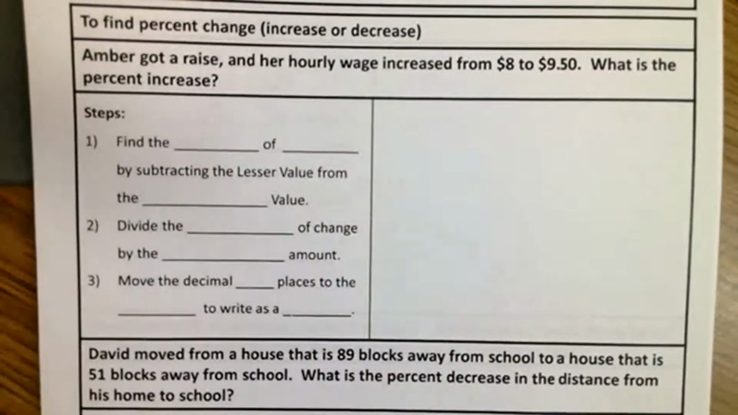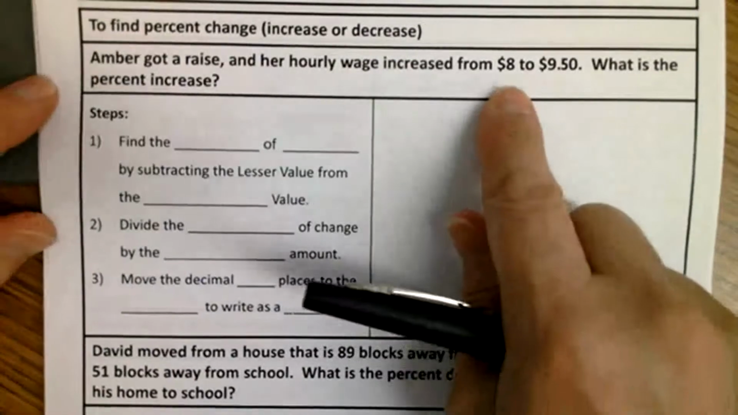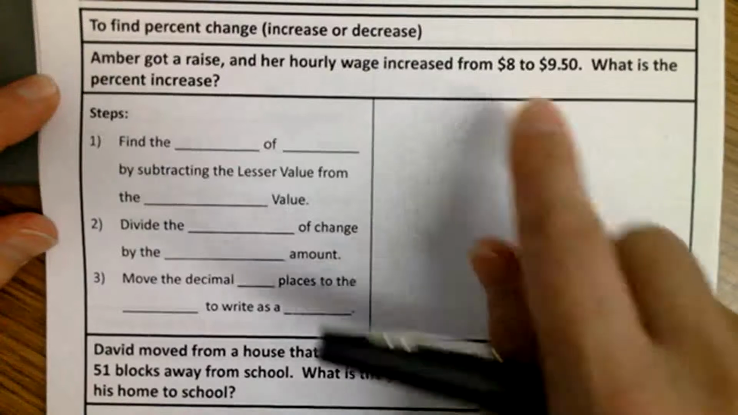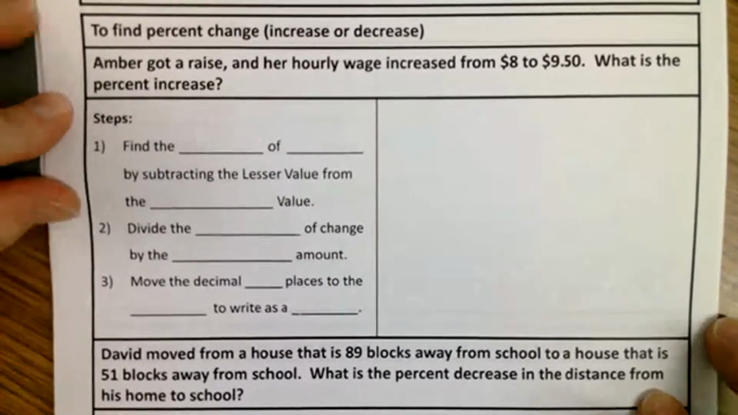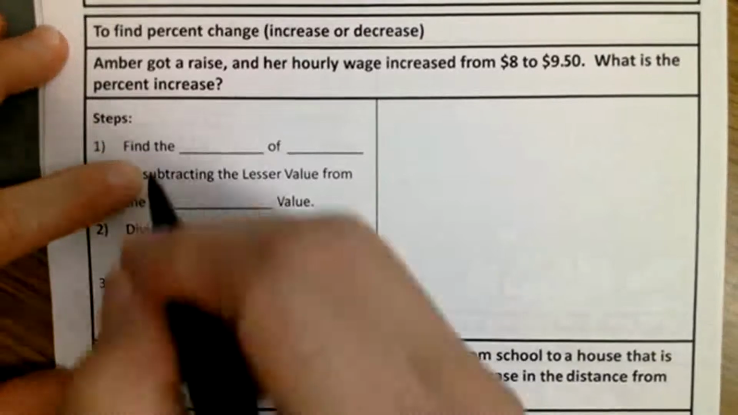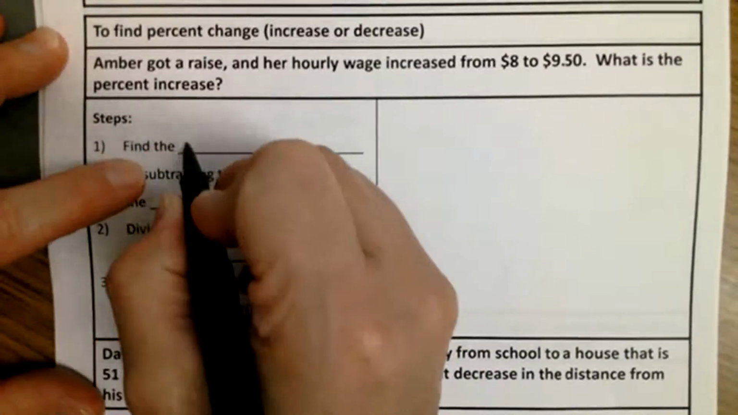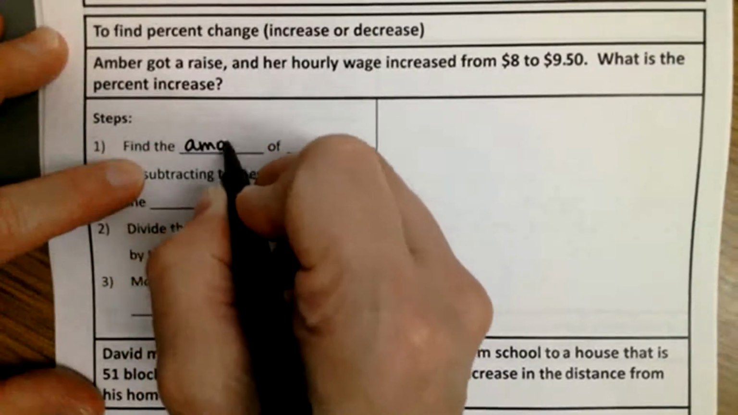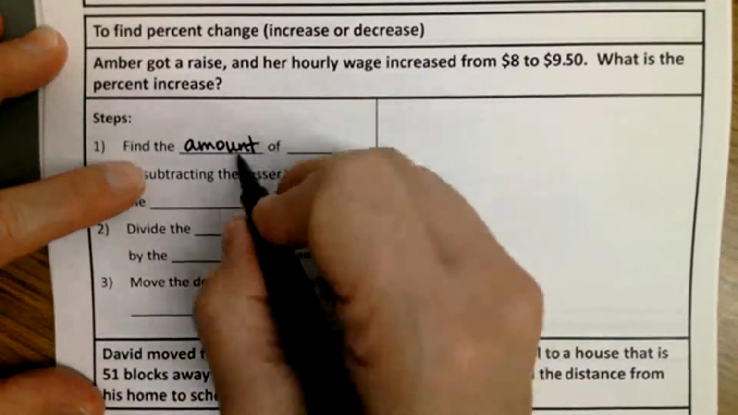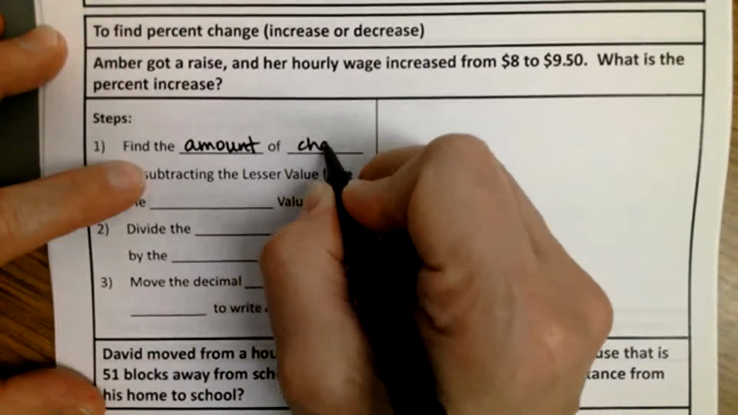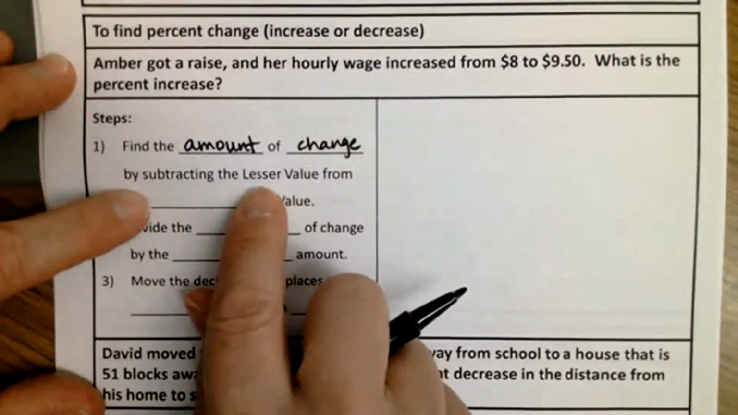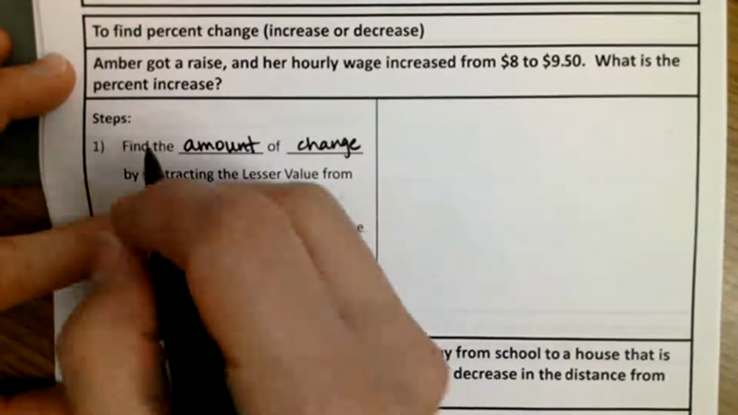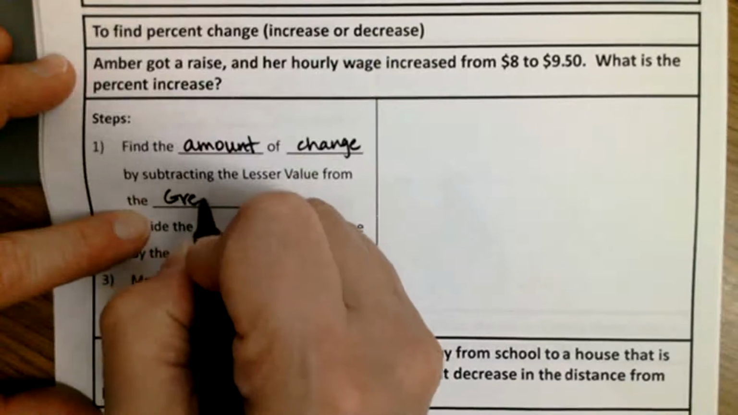All right, remember a percent is part. So some part of $8, she gets a raise, some percent of $8. So what is the percent? The first step is to find the amount of the change. So we find the amount of change first. How do we do that? We take the lesser value and subtract it from the greater value.